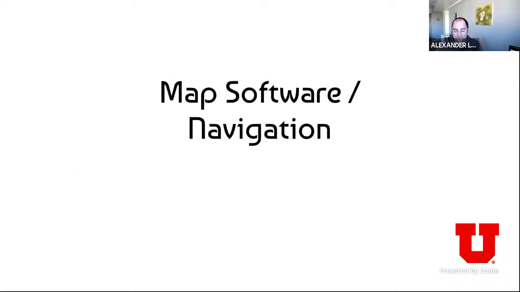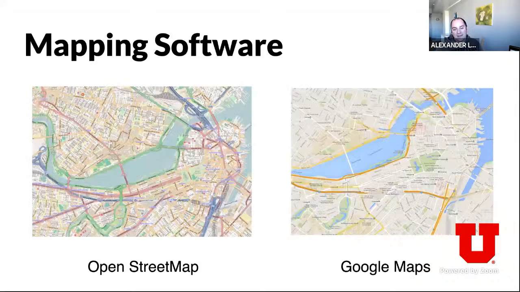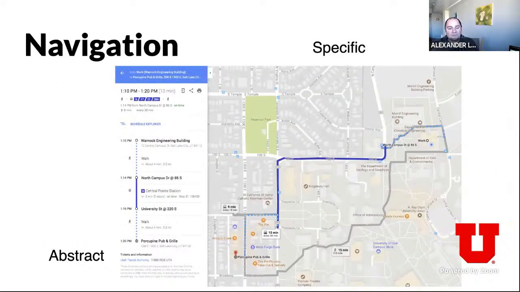Great. So then I want to move on a little bit to map software and navigation. For mapping software, we have tools like OpenStreetMap and Google Maps that we use frequently in our modern, always-on smartphone lives. Here we can use navigation features, and navigation can be in the abstract or in the specific spatial realm, right? So here's from work to go for an after work beer to the Porcupine.